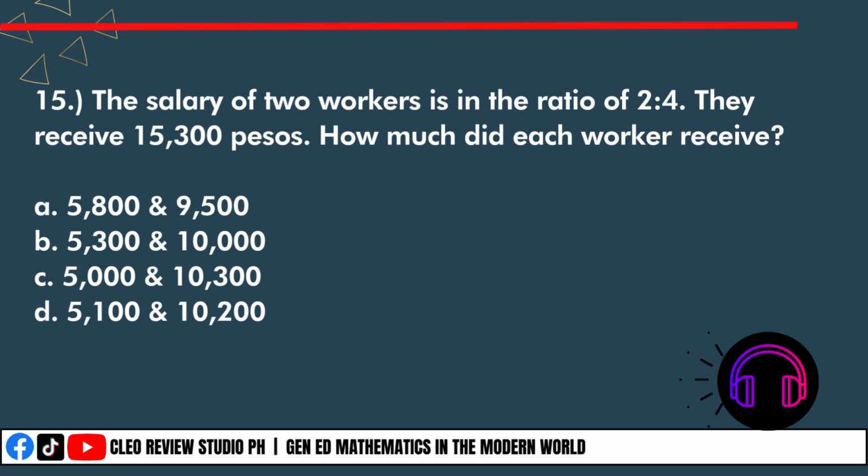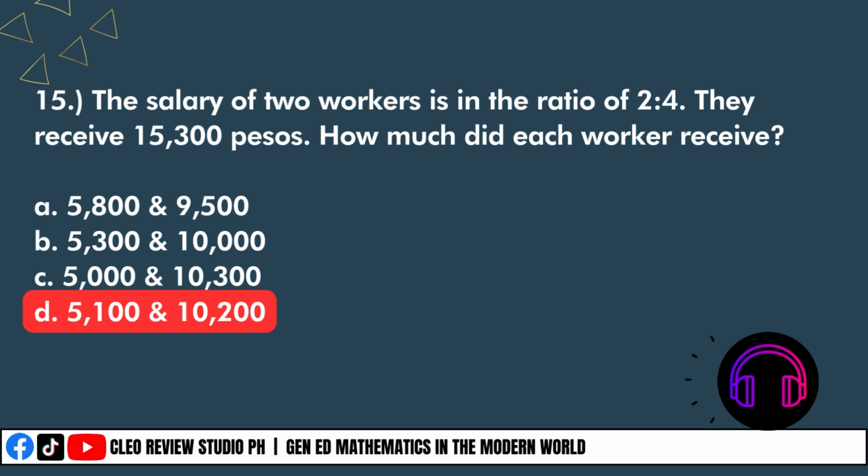The salary of 2 workers is in the ratio of 2:4. They receive 15,300 pesos. How much did each worker receive? The correct answer is letter D, 5,100 and 10,200.